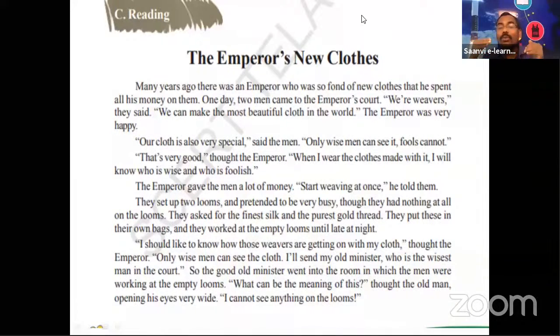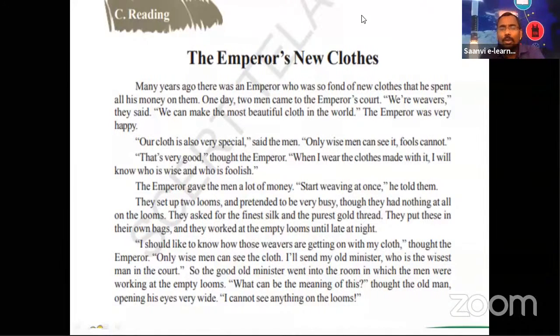Our cloth is also very special. What is the speciality? Only wise men can see it. Fools cannot see. Is there a cloth something like that in our world? If you wear the cloth, only the wise men can see the cloth and the fools cannot see the cloth. So that is the speciality of them. They can make clothes. Only wise men can see it. The fools cannot see the cloth.